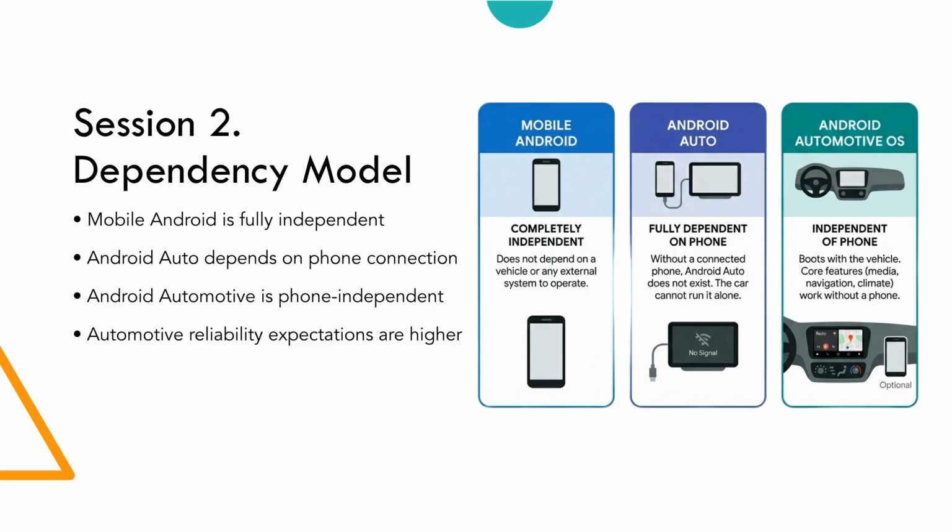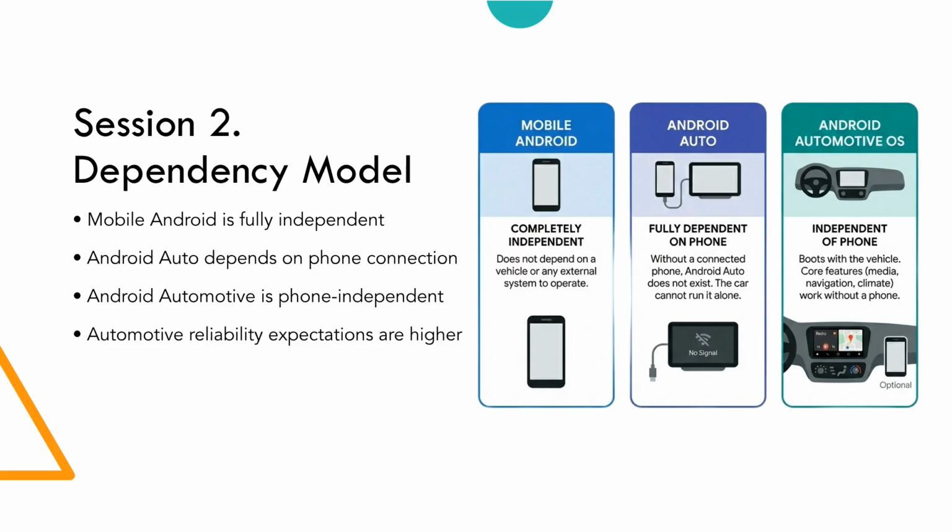Android Automotive OS has the opposite behavior. It is independent of the phone. The vehicle boots, Android Automotive boots, and core features like media, radio, navigation, vehicle settings, and climate controls work even when no phone is present. This is a very important nuance. Many candidates incorrectly say Android Automotive needs a phone for apps. That is incorrect. Phone integration is optional, not mandatory.